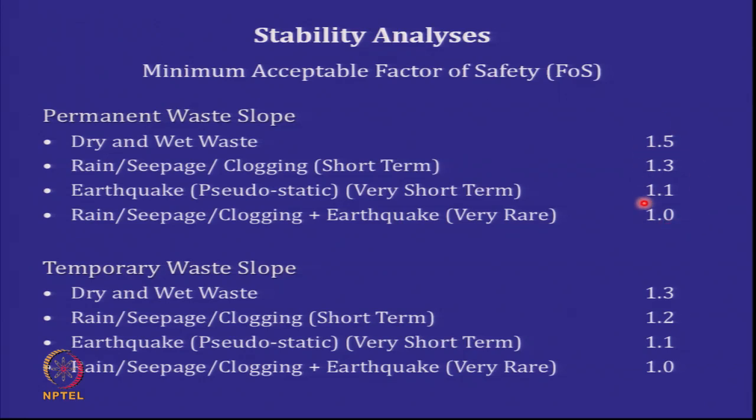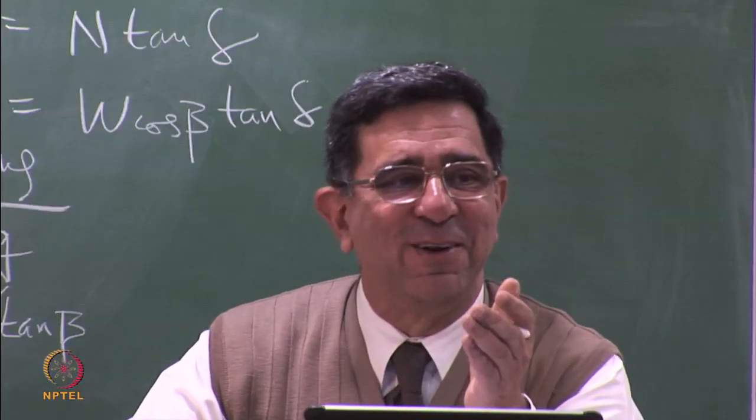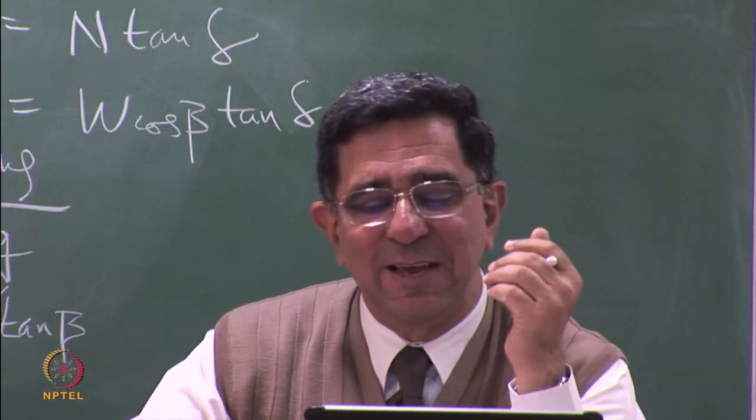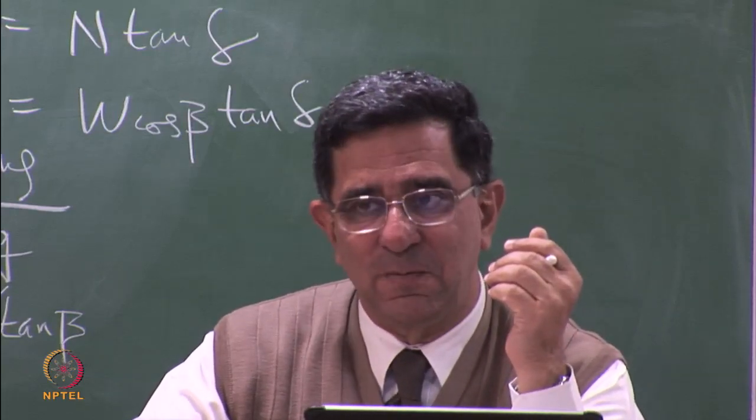Those which are very short-term conditions: an earthquake will occur for how many hours? A few seconds. So therefore, we are saying an acceptable factor of safety of 1.1. An earthquake during heavy rainfall? Unlikely. Only if God is not happy with you will the earthquake come while the peak rainfall is occurring, in which case you can even accept 1.0.